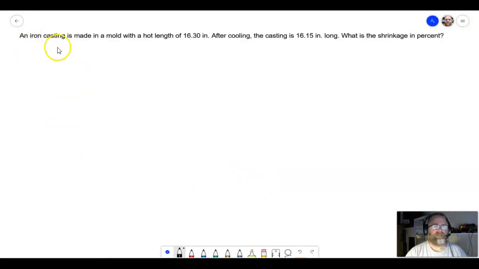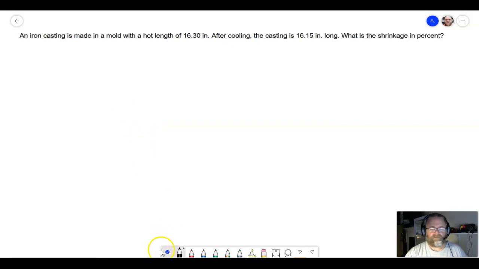Okay, so for the next one here, an iron casting is made in a mold with a hot length of 16.3 inches. After cooling, the casting is 16.15 inches long. What is the shrinkage in percent? Alright, so now we're trying to figure out what is the percent change? How much is this thing getting larger, or how much is this thing getting smaller? How much is it increasing, or how much is it decreasing?